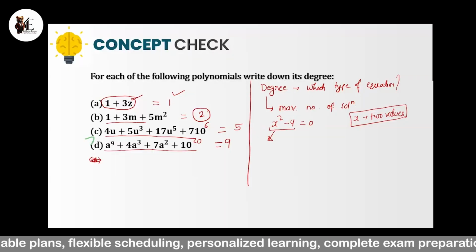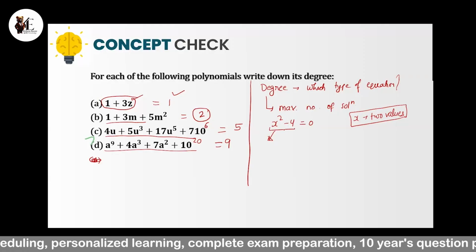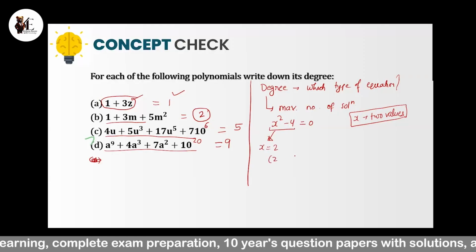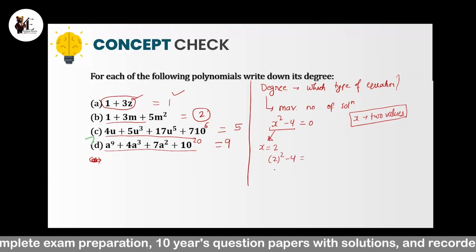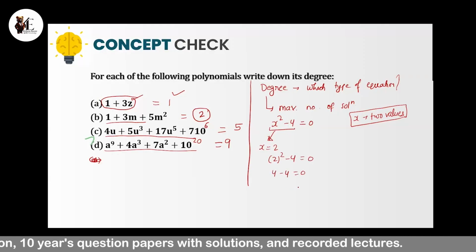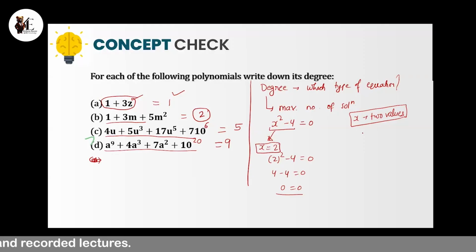The solution of this equation will be those values of x which will satisfy this equation. So if I put x is equals to 2, then 2 square minus 4 is equals to 0. The square of 2 will be 4, minus 4, so 0 is equals to 0. So left hand side is equals to right hand side. Means if I am putting x is equals to 2, the equation is getting satisfied. So it means x is equals to 2 is the solution of this equation.